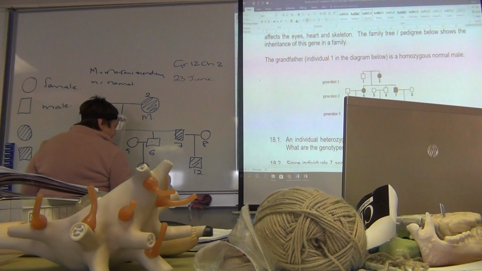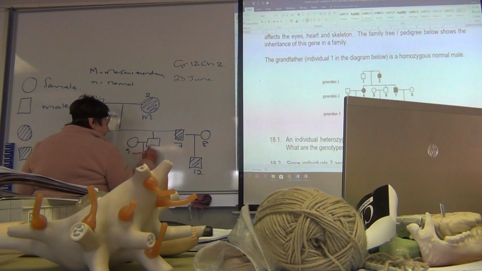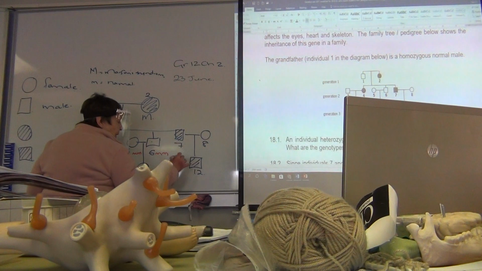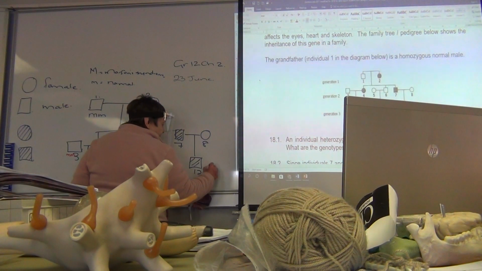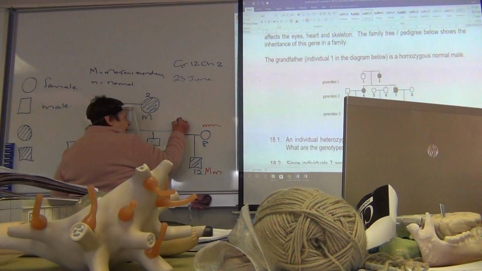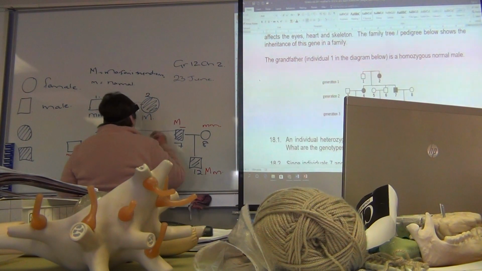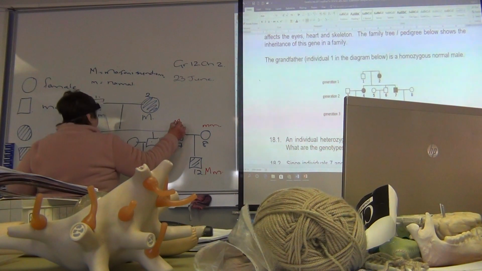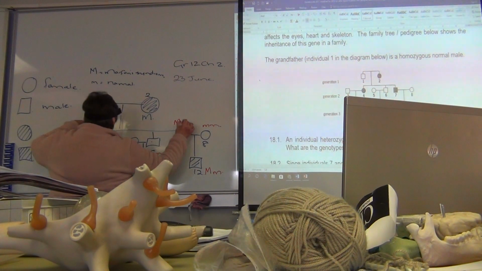Okay. Little m, little m, little m, little m, little m, little m. Okay, this one must be big M, because this female is little m, and this male is big M. We don't know the other part of that one yet. Okay, oh no, we do. We do. From this mother.